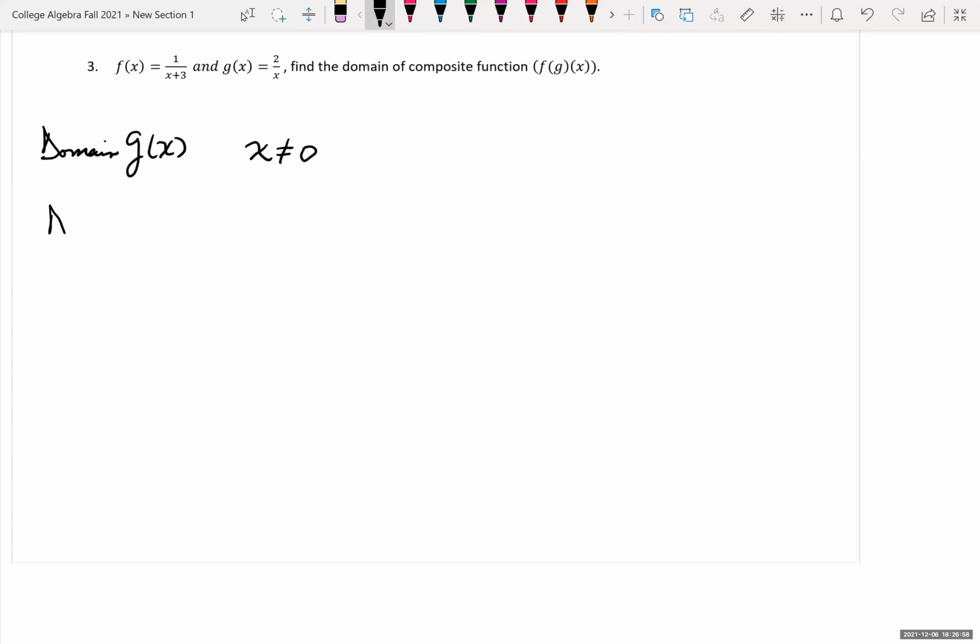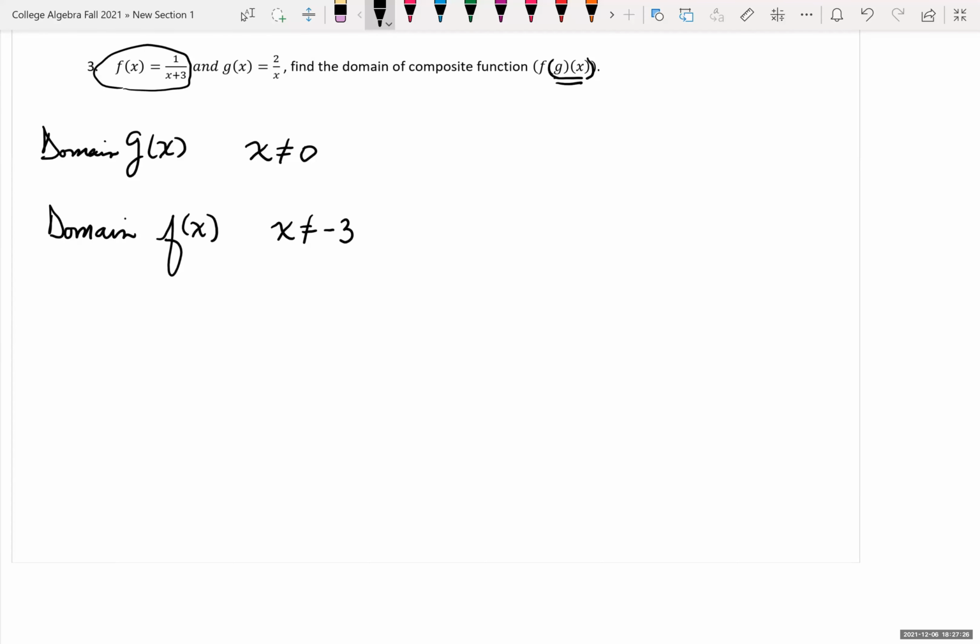Let's look at the domain of f of x. We need that domain to help us figure out the domain of that composition of the function. And so the domain of f of x, again, we can't have the denominator equal 0. The denominator is going to equal 0 when x is -3. So x can't be -3 for the domain of f of x. It's this composite function though, because g of x is that inner function.